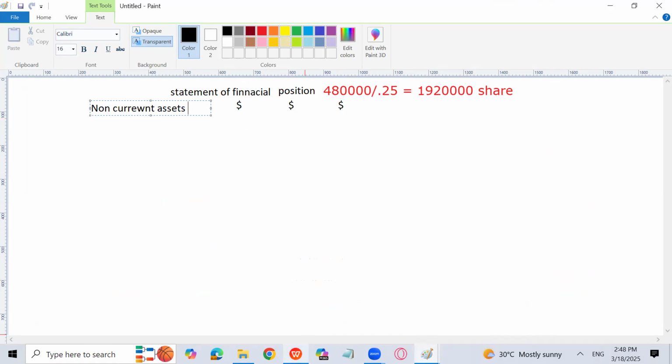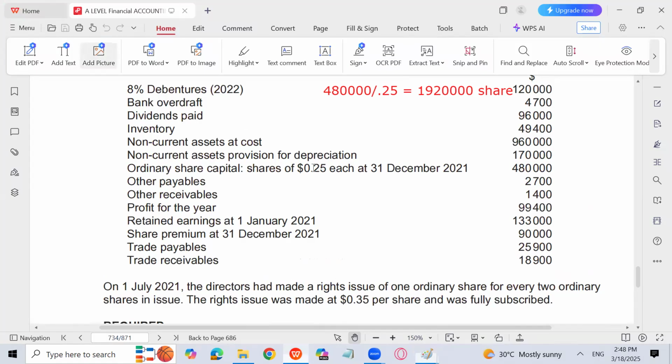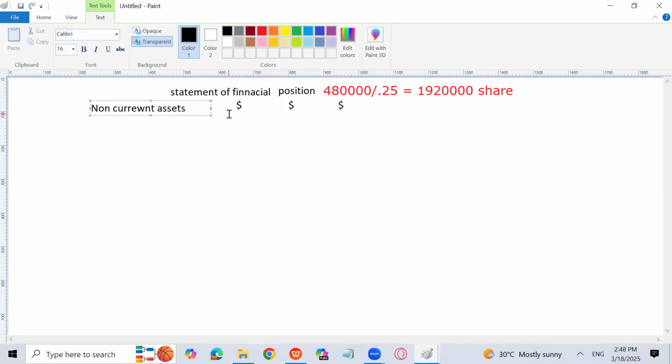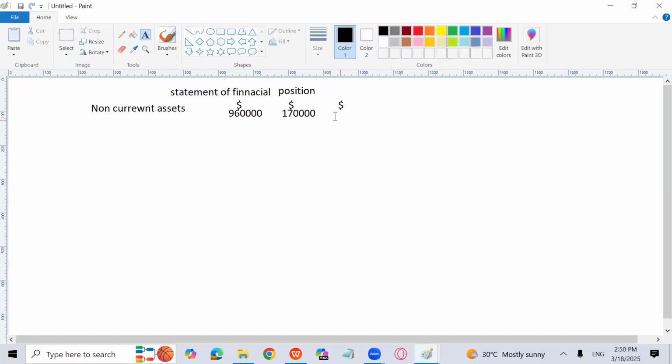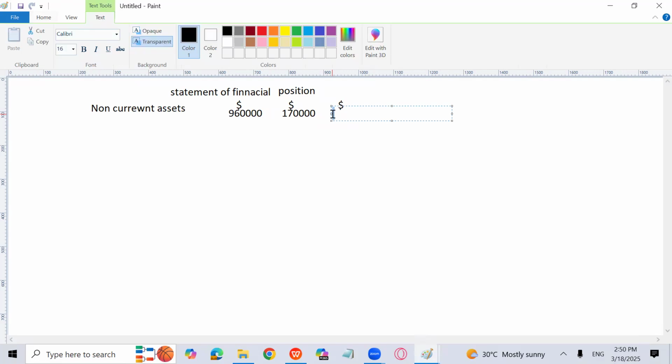Non-current asset is given. Any name is given? No name is given. Okay, then 9,60,000, and the depreciation is 1 lakh. Okay, so sorry for the little late trouble. So we were preparing the balance sheet actually. So 9,60,000 minus 1,70,000. What is the amount? 7,90,000 will be the net book value.